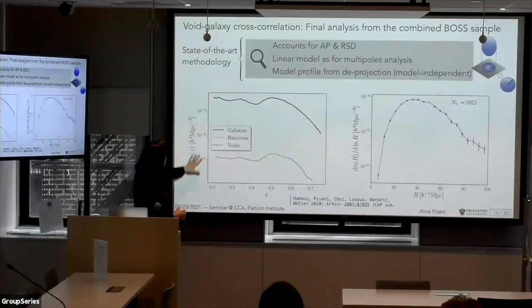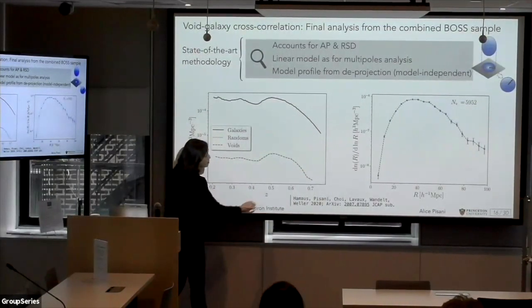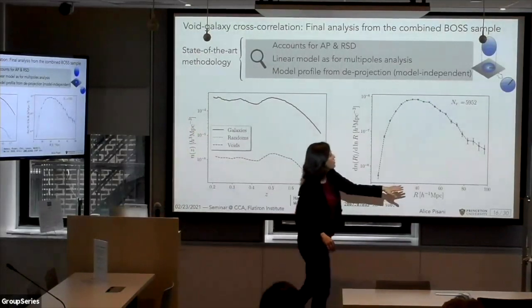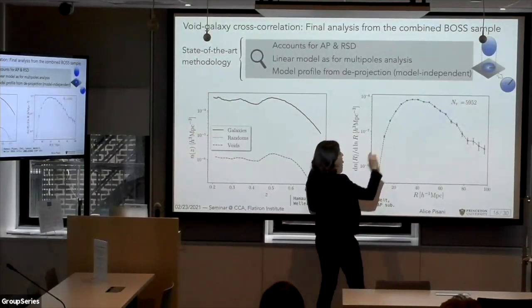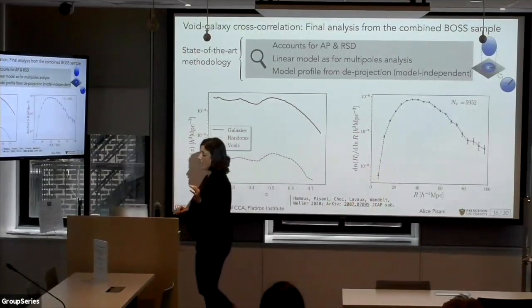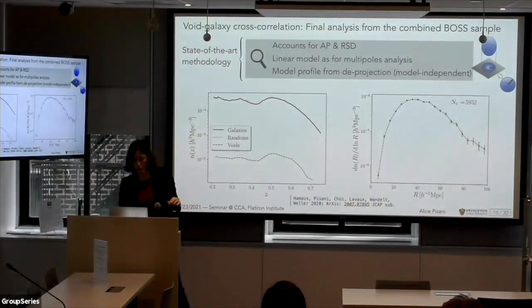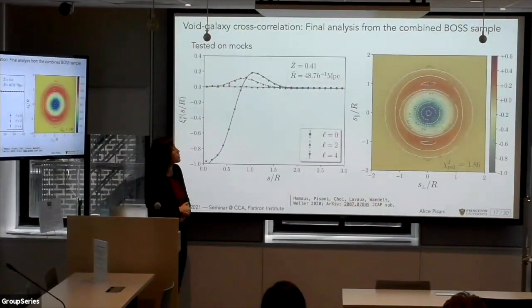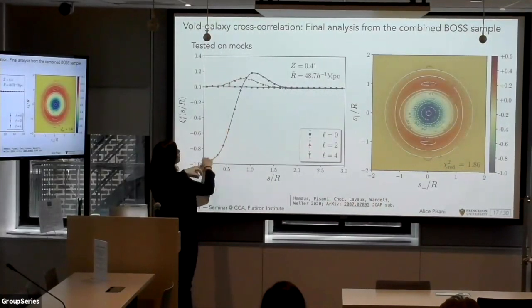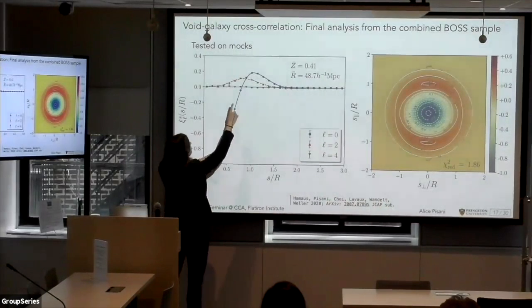So here you have the sample that we have been using. We have number of voids and galaxies as a function of redshift, and here are the voids that we use for our analysis. We have roughly a little bit less than 6,000 voids, and those are all the voids that we get nowadays. And we can test our pipeline on mocks. So you can see that these points are from the mocks, and then the model is the line that you can see here.